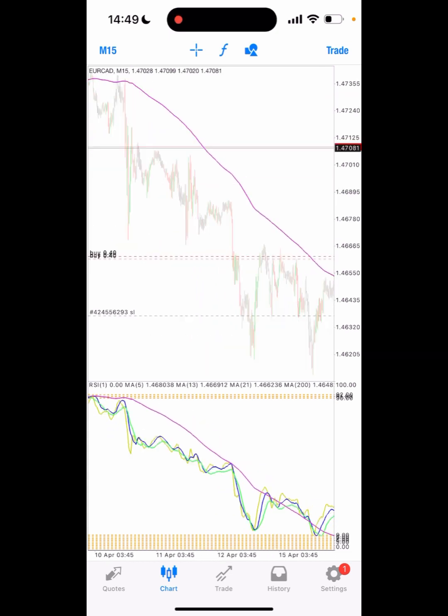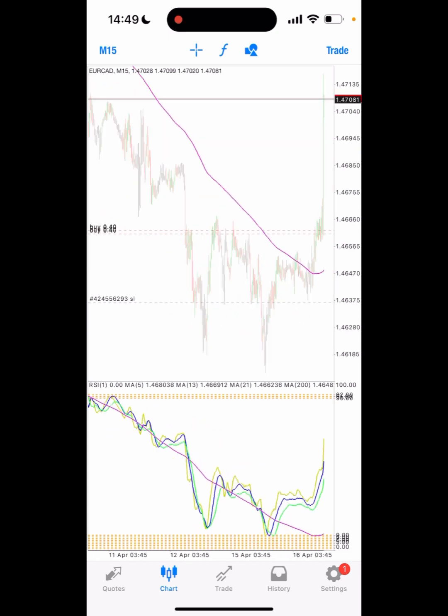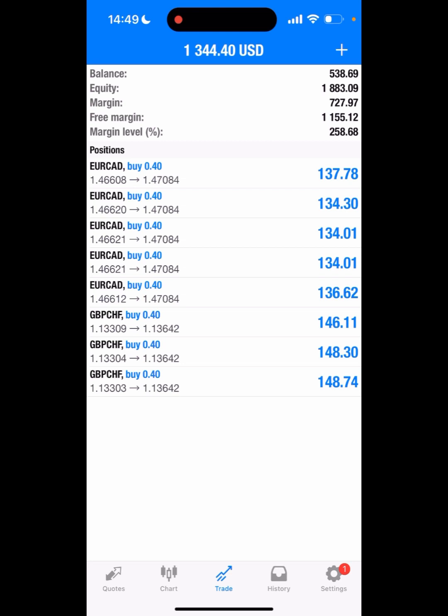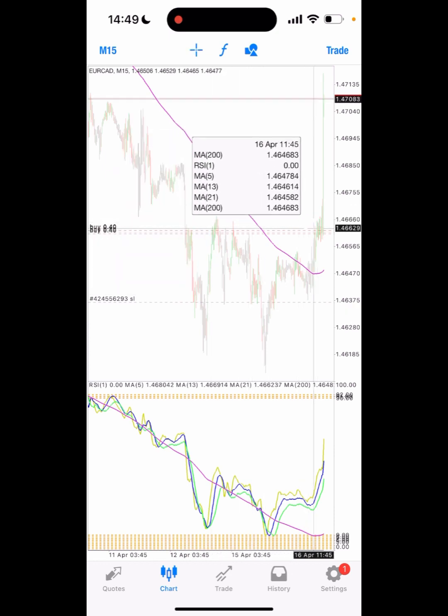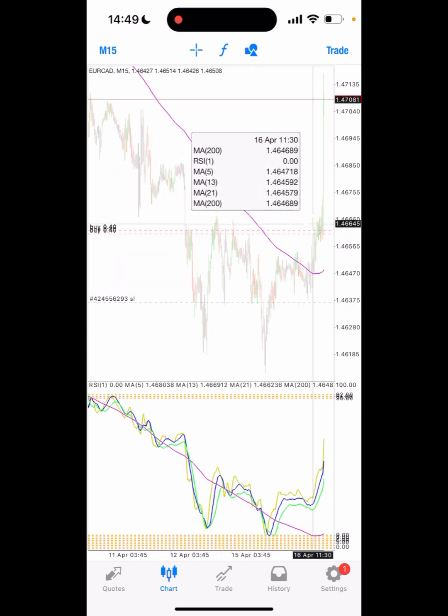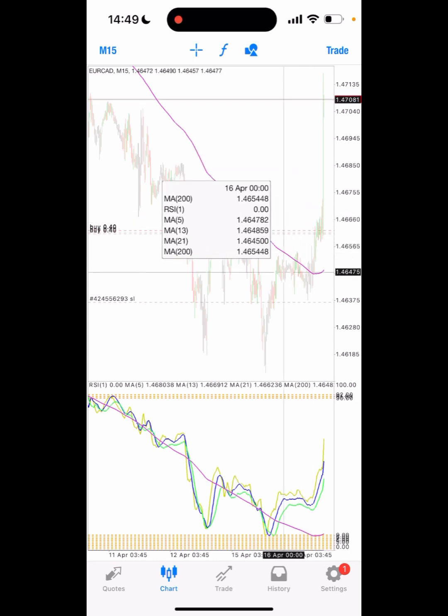So this is just to show you how I was able to catch this trade. And I showed everything, guys. Right now, as you can see, the big move right here. But please make sure you keep everything in mind.